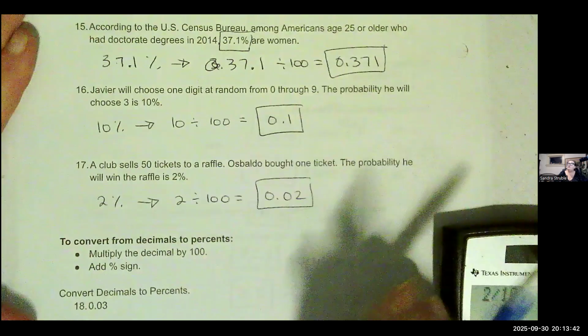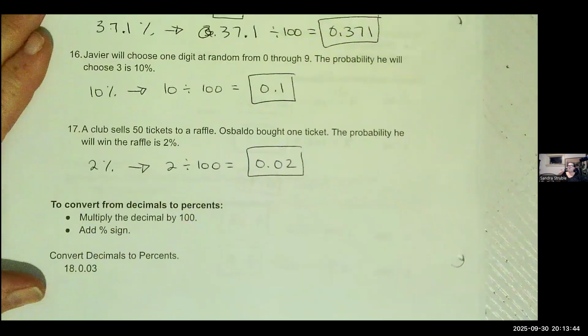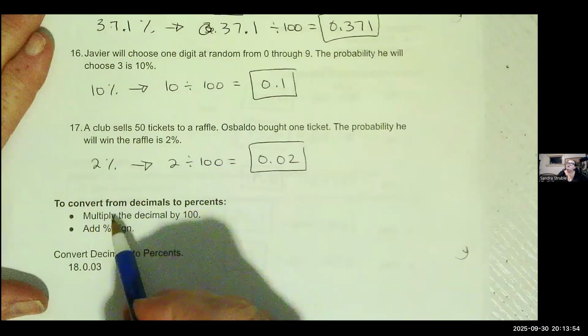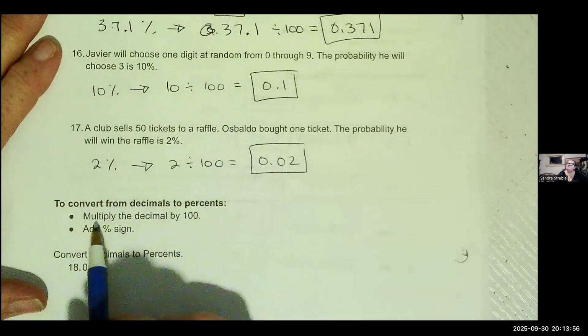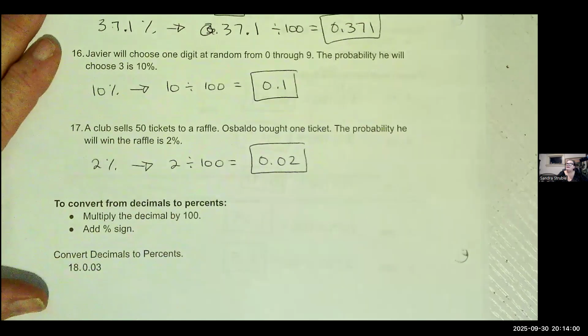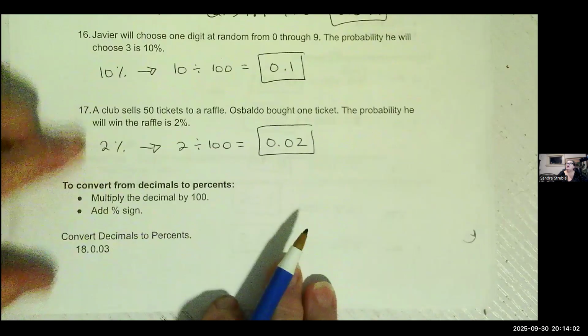All right, now we're going to convert from decimals to percents. These are the two things you're going to have to do the most of going through the next class. You're going to have to go from decimals to percents and percents to decimals. So this next one, we're going to learn how to convert from decimals to percents. You're going to multiply the decimal by 100 and add the percent sign. That's it.